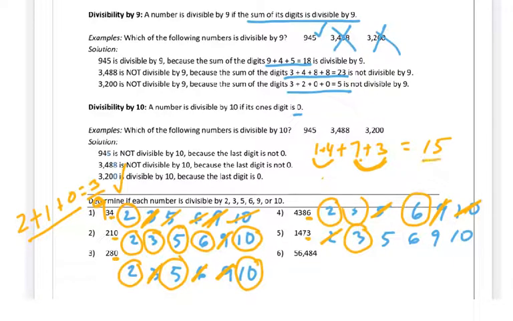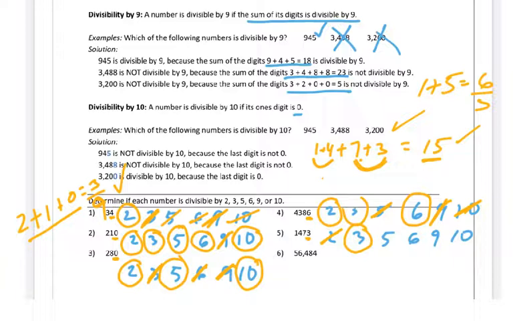By the way, if you got a really big number and you weren't sure if it was divisible by 3, you could actually repeat the process again, right? If 1 plus 5 is 6, and because 6 is divisible by 3, then that means 15 is divisible by 3, which also means 1,473 is divisible by 3. Kind of a cool little trick.